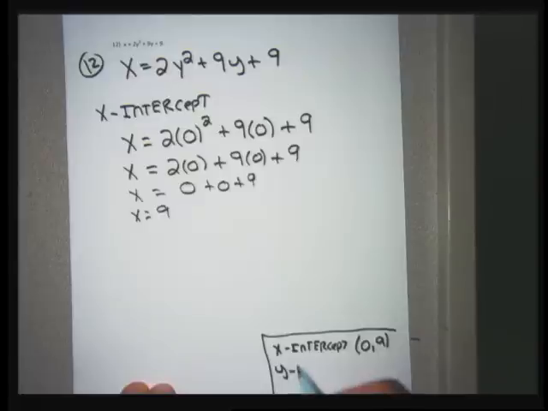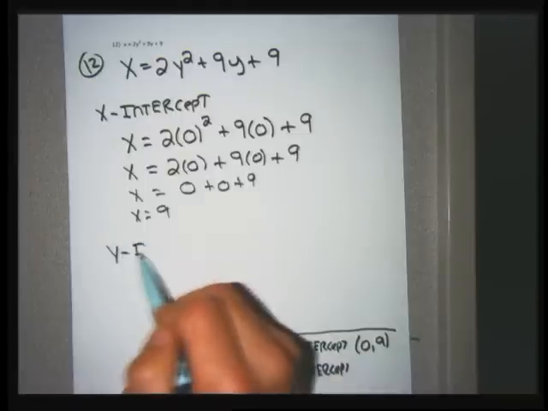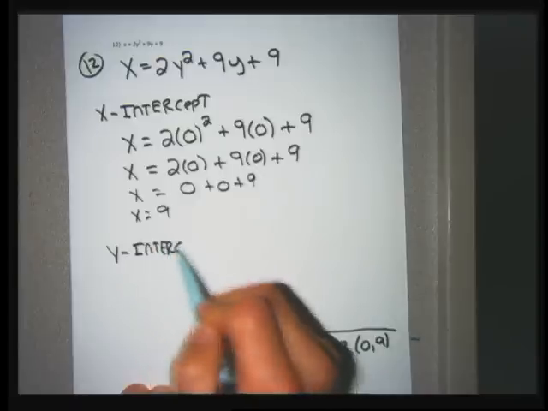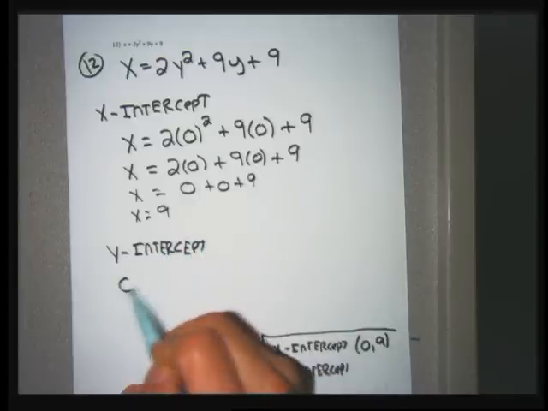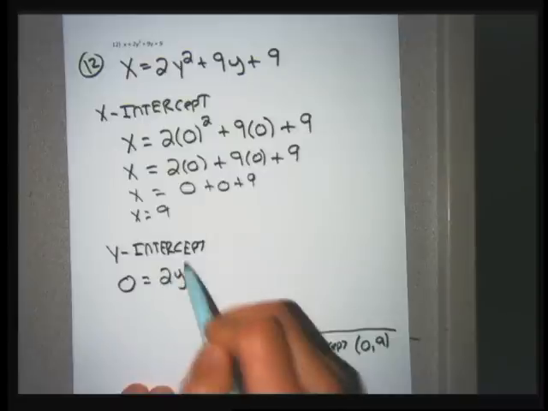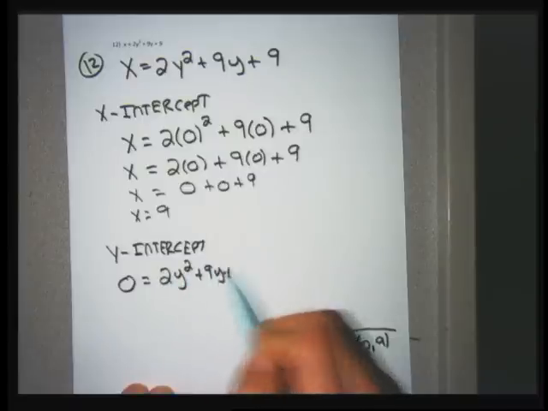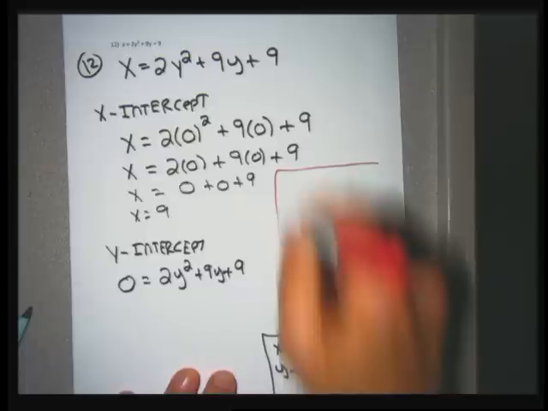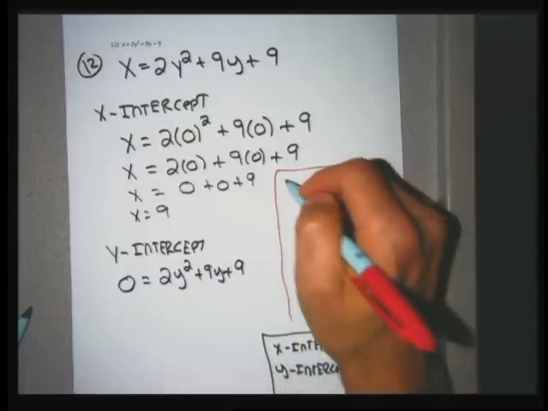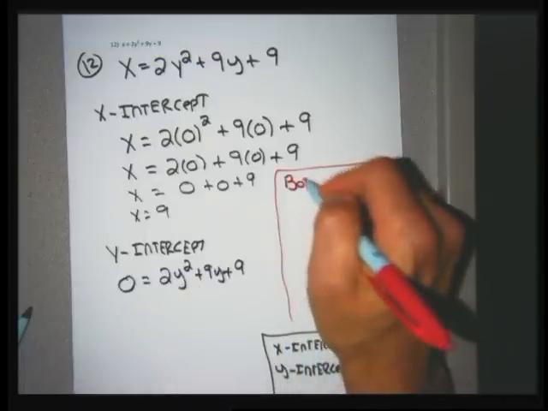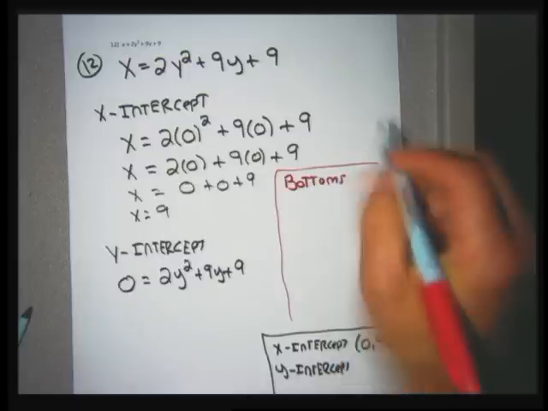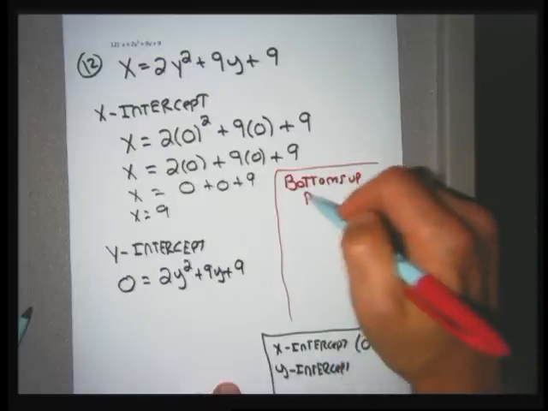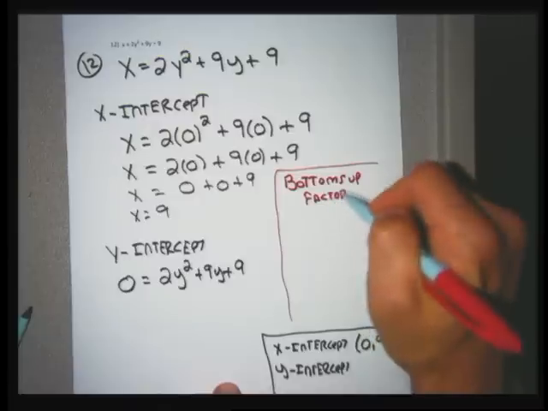And for the y-intercept, I'm going to have to do factoring. To do the y-intercept, I plug in 0 for x. I get 0 equals 2y squared plus 9y plus 9. Bottoms up factoring again. Again, you don't have to be able to do bottoms up factoring. You just need to be able to factor this. And usually, if I can, I do my bottoms up factoring on the side. The reason I'm using the bottoms up is because of that 2 in front of the y squared.